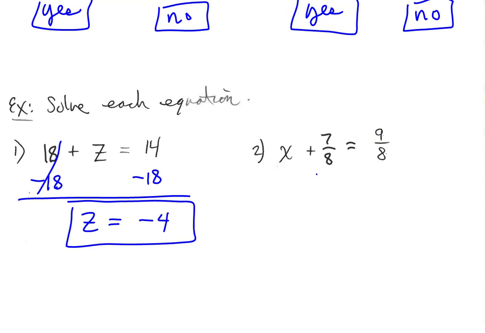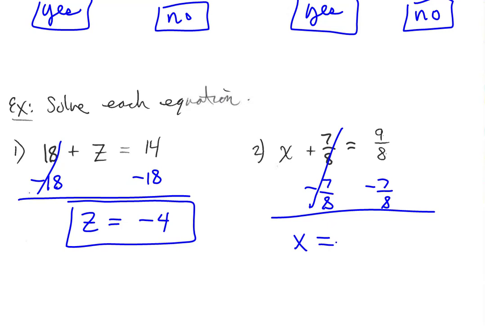So again, we want the variable alone, and to get it alone, we'll have to take away or subtract this fraction which is currently being added along with the x on the left side. If I subtract 7/8 on the left side to get rid of it, I'll also have to subtract 7/8 on the right side. Then after doing this, the x will be alone on the left side because the 7/8 minus 7/8 will have canceled out.